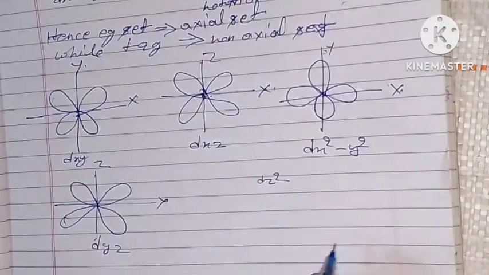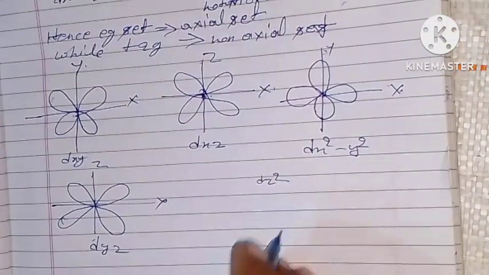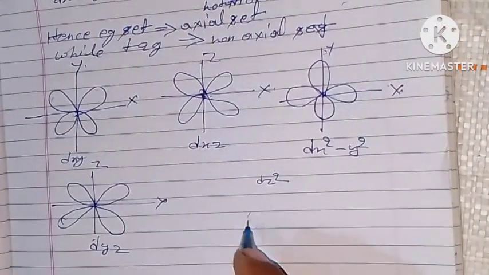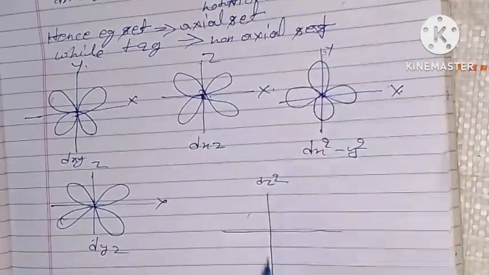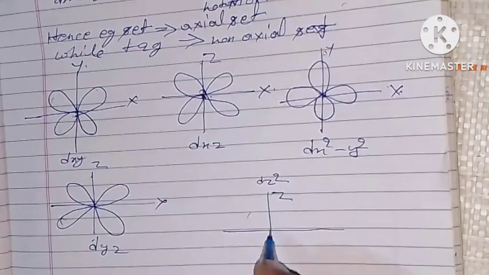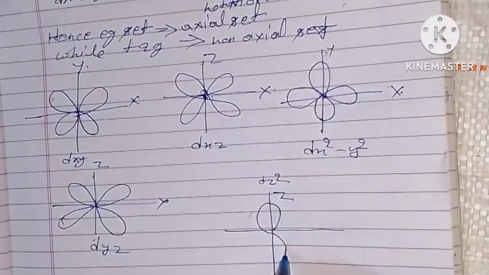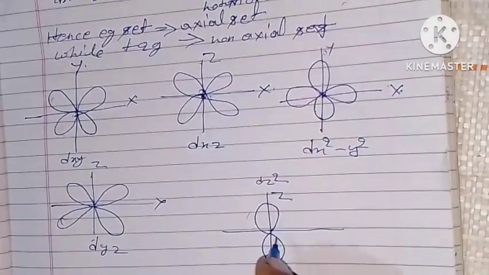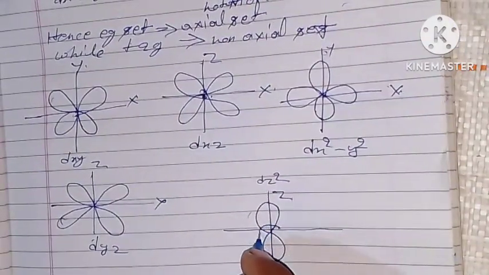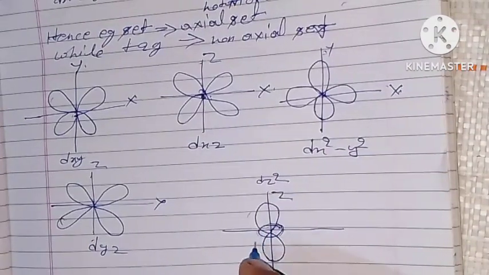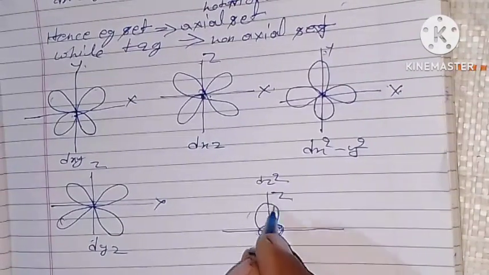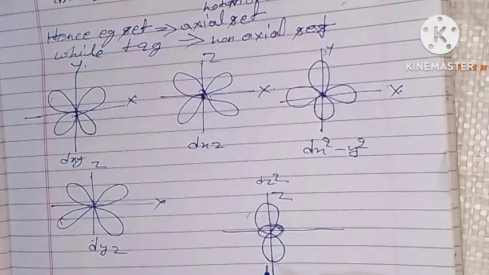The dz square figure is very important in case of competition. This is the z-axis, and this is the shape, which lies in the xy plane as a ring. This is the shape of the dz square orbital.